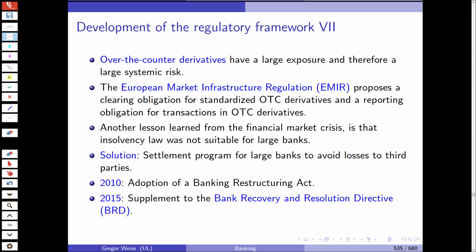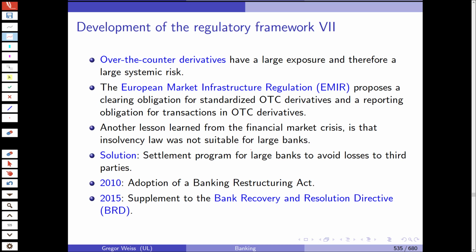We saw over-the-counter derivatives, which were quite intransparent and not known to regulators at the time of the financial crisis. This led to the European Market Infrastructure Regulation, EMIR, that proposes a clearing obligation for standardized OTC derivatives and reporting obligations for transactions in OTC derivatives.